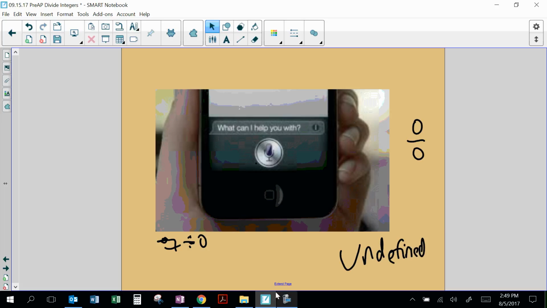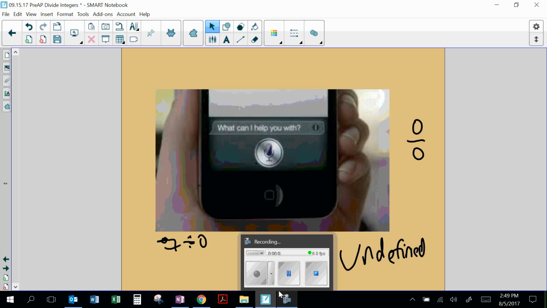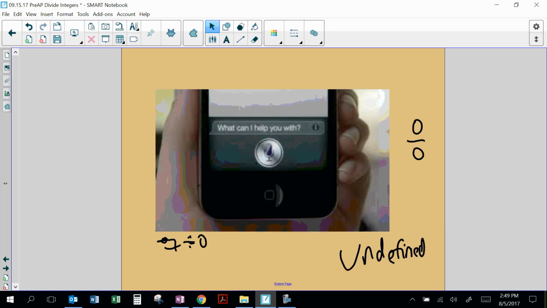And that is how you divide integers. So dividing integers, if you understand multiplying, dividing comes from the fact families. If you have a negative and a positive, or a negative and negative, what's the opposite of a positive? Negative. What's the opposite of a negative? Positive. So when you have a negative and positive, it will be negative. When you have 2 negatives, the answer will be positive.